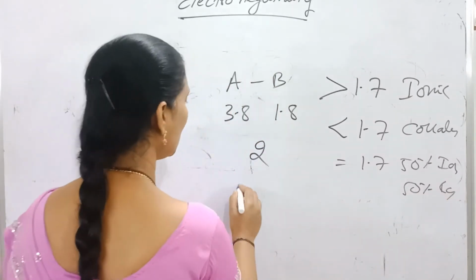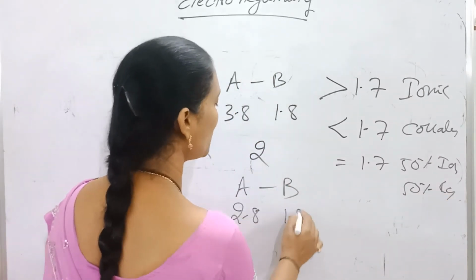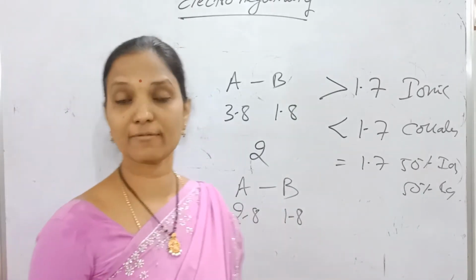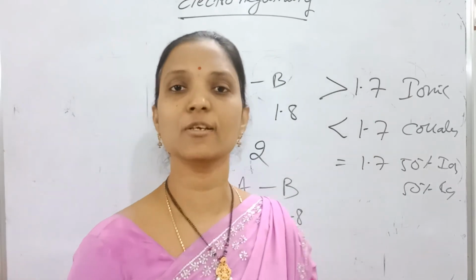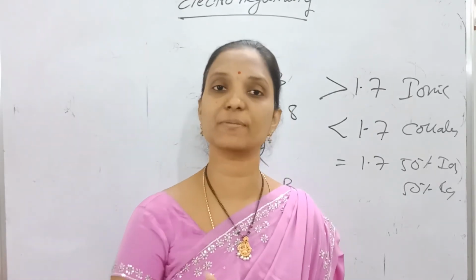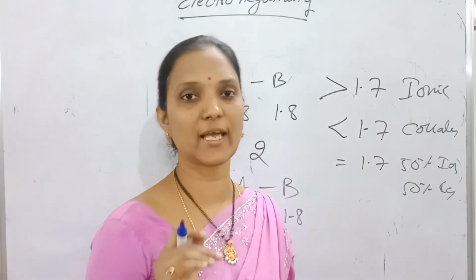For example, two elements are bonded with each other. One is 2.8, another is 1.8. What is the nature of the bond? The difference is 1, less than 1.7, so the bond is covalent in nature. At 1.7 we get 50% ionic, 50% covalent. Anyhow, ionic bonds contain some covalent nature, and covalent compounds contain some ionic nature.